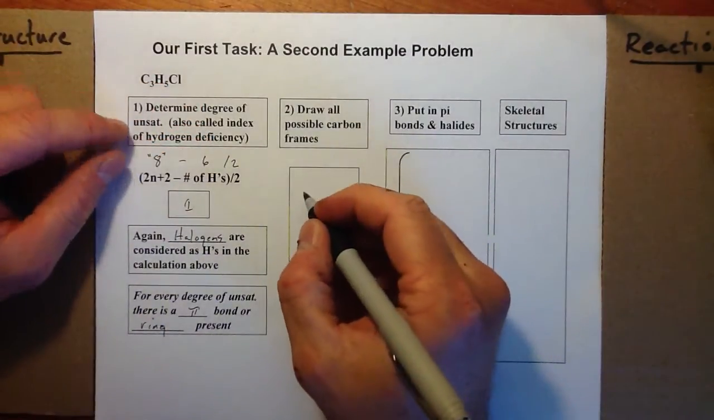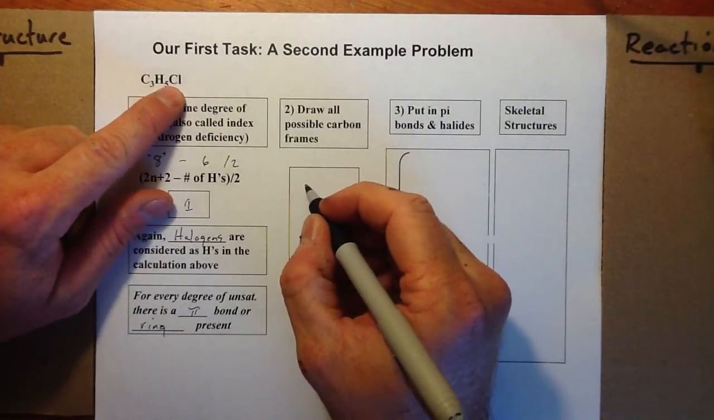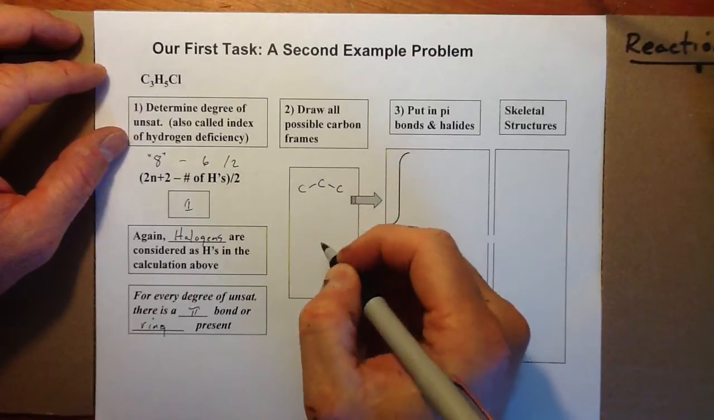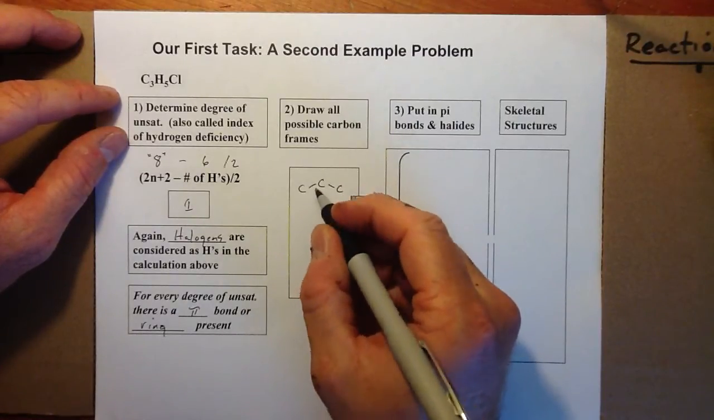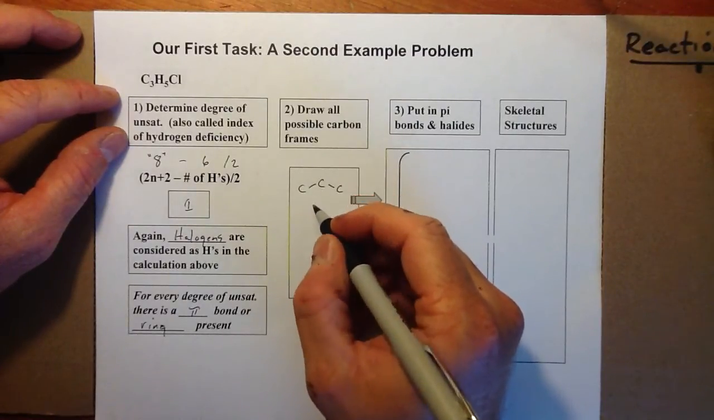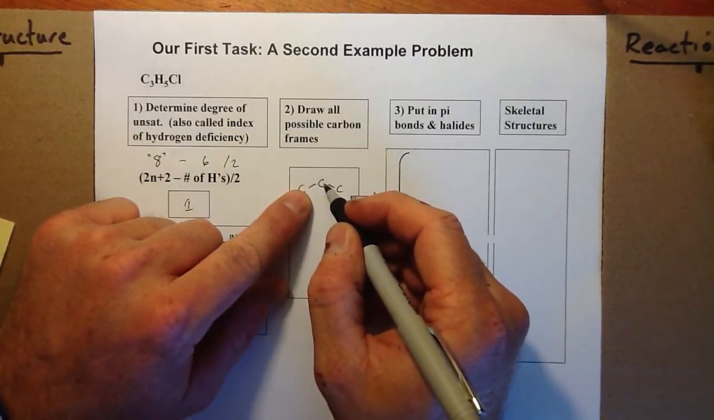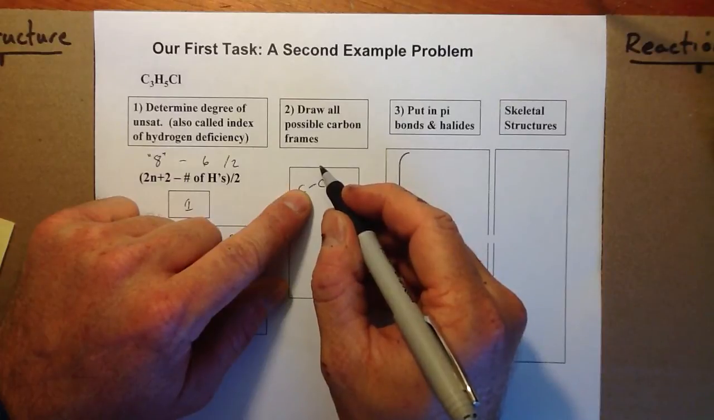So let's draw our frames. We only have 3 carbons. Halogens are on the outside. They only have 1 bond. So the simplest frame is 3 in a line. You could say, well, I'll put 2 in a line and have 1 off of this position here. This going to the top. 2 carbons in a line, and I'll put this one going to the top.